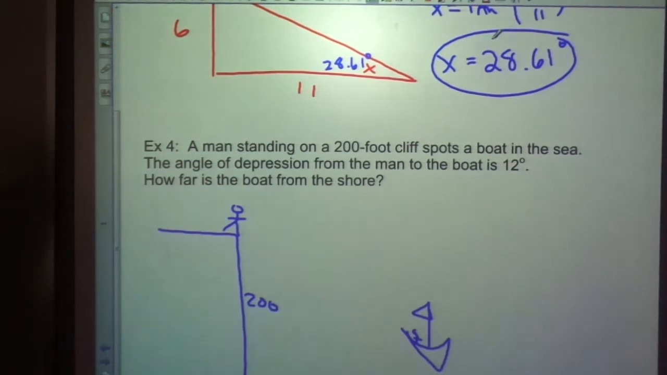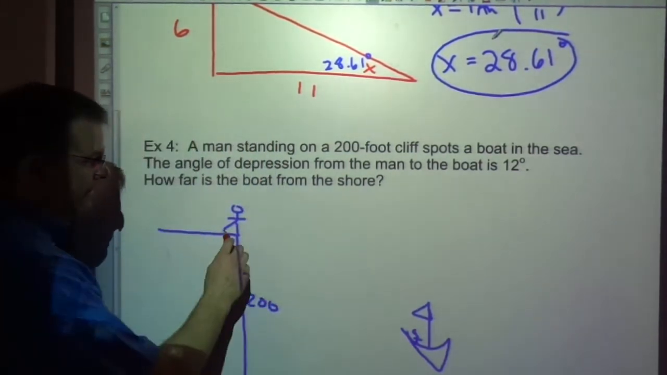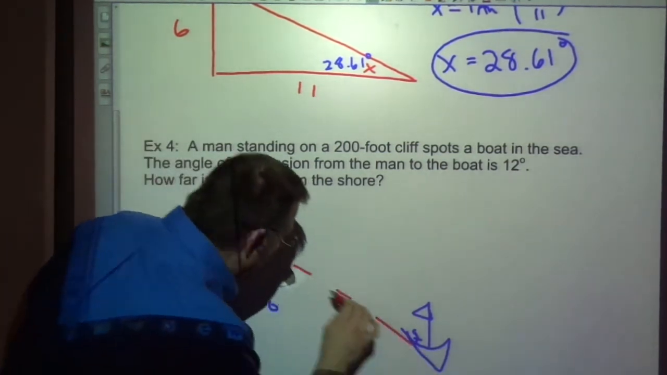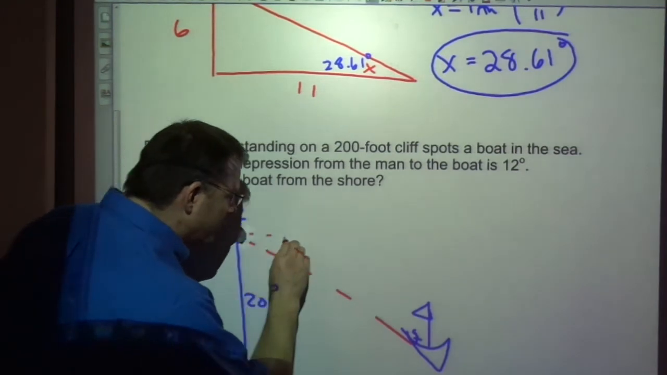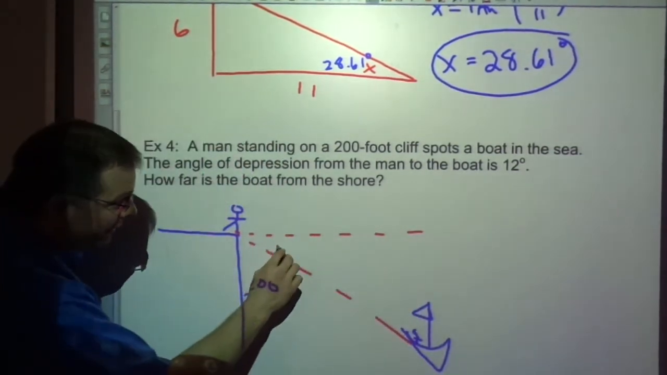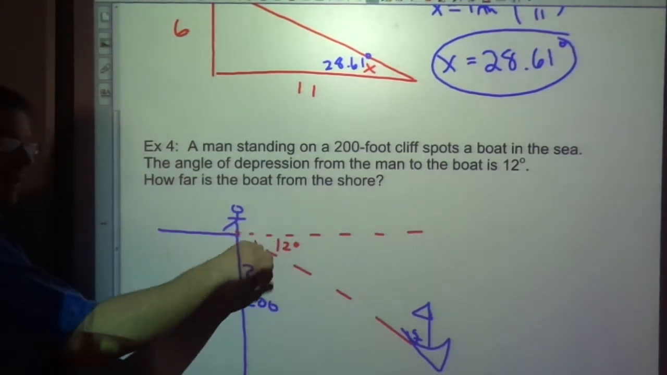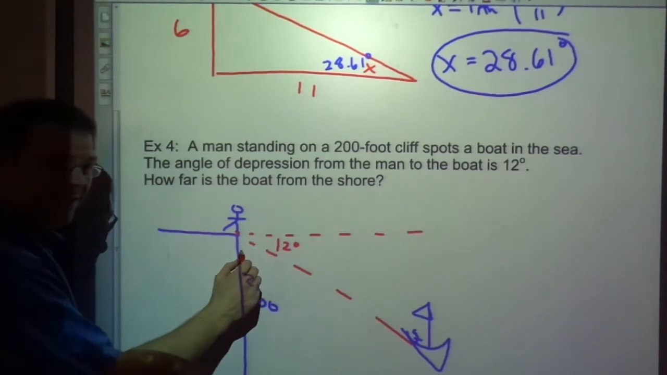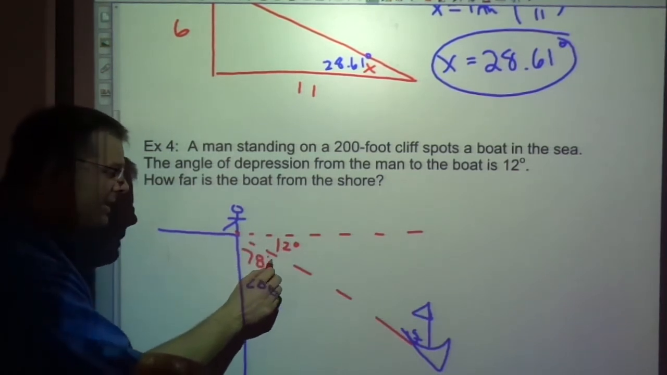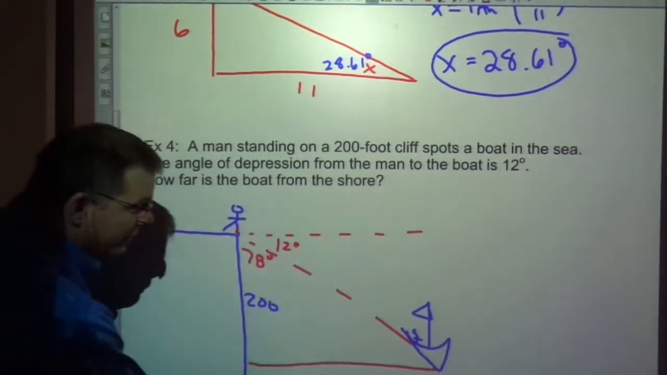The angle of depression from the man to the boat is 12 degrees. Now, the problem people will make is they'll go, okay, 12. Wrong. The angle of depression is below the horizontal. So this is 12, which means this is 90 minus 12, which is 78. Yeah? 78. And I want to know how far until the boat crashes.